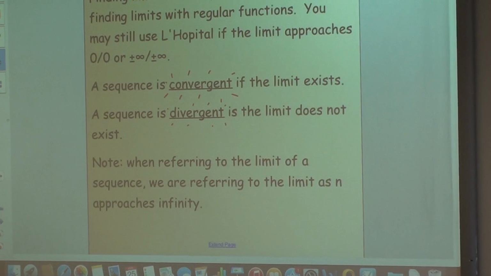This has nothing to do with the movie or book. How would a limit not exist? Like the last one that approached infinity. By the way, when we say the limit of a sequence, we're talking about the limit as n approaches infinity. So if people just say, what's the limit of the sequence, they really mean the limit as n approaches infinity.